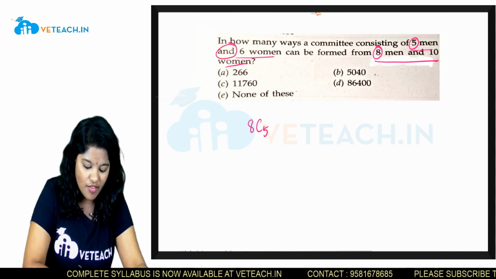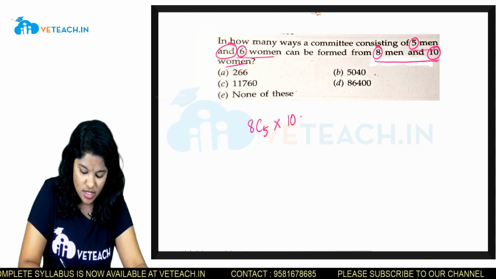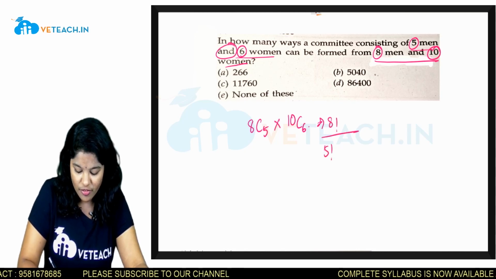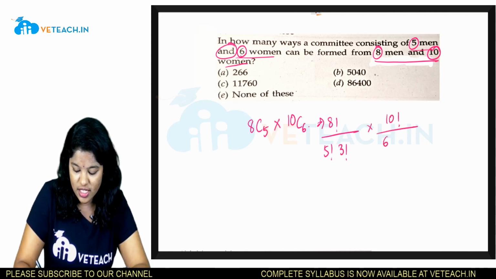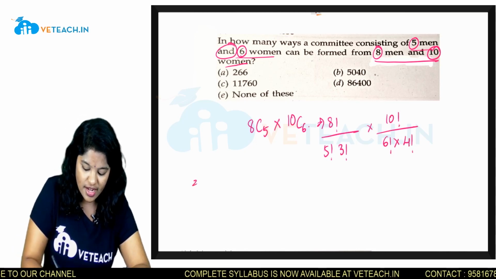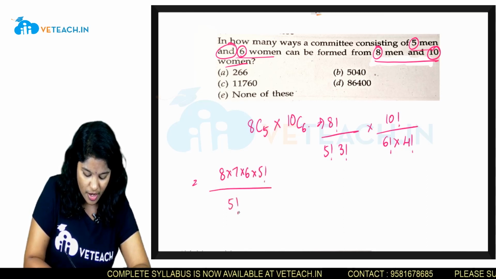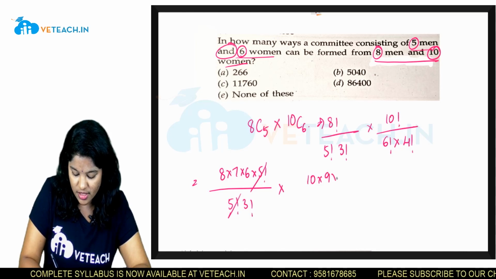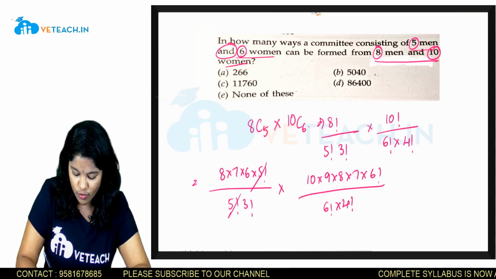And here we have "and", so write down a multiplication. And out of these 10 women we have to select 6 women. So 10C6. So that is equal to 8 factorial by 5 factorial into (8 minus 5) 3 factorial, into 10 factorial by 6 factorial into (10 minus 6) that is 4 factorial. So I can rewrite it as 8 into 7 into 6 into 5 factorial divided by 5 factorial into 3 factorial, into 10 into 9 into 8 into 7 into 6 factorial divided by 6 factorial into 4 factorial.